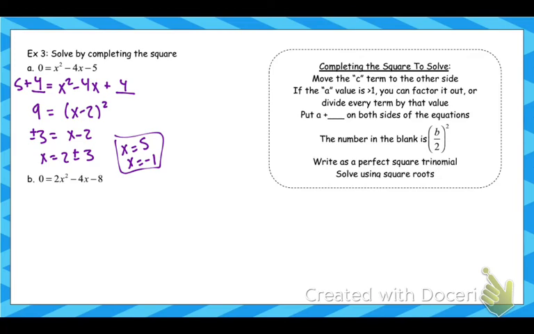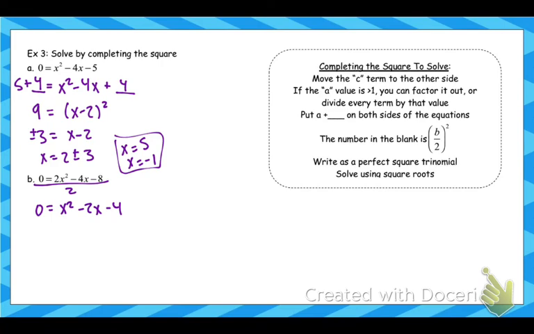What you do when you're solving is you go ahead and divide every term by whatever that a value is. Because if you divide everything by that number, you still have the same equation. So I'm going to divide everything by 2, every single term. Well, 0 divided by 2 is 0. Then I have x squared minus 2x minus 4. And now I can solve this by completing the square.